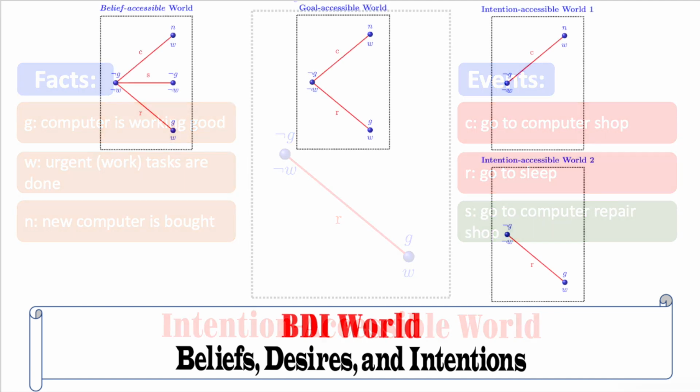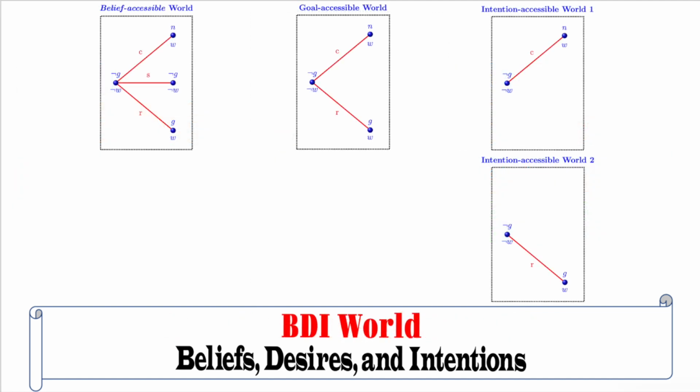I hope it is clear to us now that there are many possible beliefs in the belief-accessible worlds, but only those that are consistent with the goals or desires are included in the goal-accessible worlds. From among the possible options available in the goal-accessible worlds, only those goals that can be achieved by the available resources will be included in the intention-accessible world.